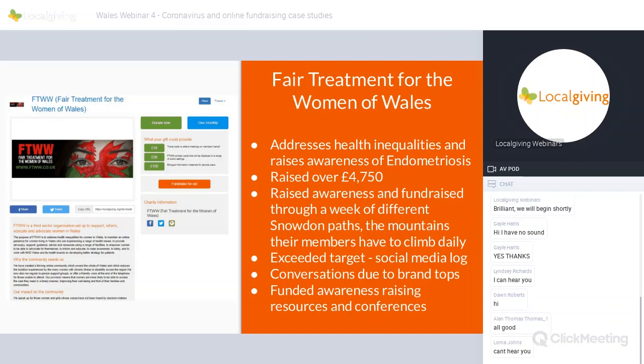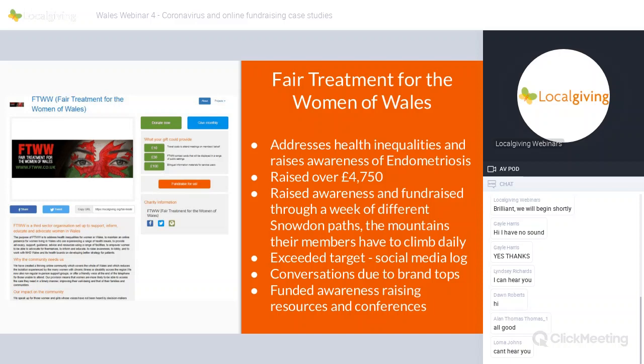They exceeded their target. They had a really strong social media presence. So they kind of kept a log of each walk they were doing. They were adding photos along the way. They had conversations on all their walks because they all had branded tops. They were talking about what they were fundraising for along the way.